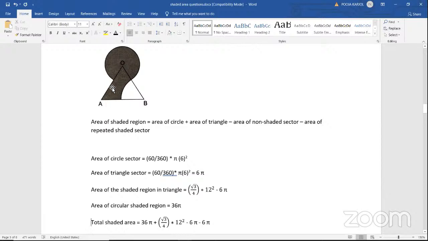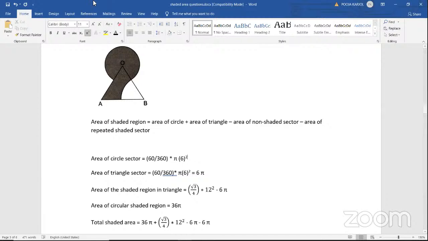Now, area of the circle sector, this part, the radius they've given is 6. Whenever you want to find the area of a sector, always find the area of the whole circle first. Here, pi into 6 square, into the angle of the sector divided by 360. Here it's 60 degrees because it's an equilateral triangle. So theta is 60 degrees: 60 by 360 into pi into 6 square.